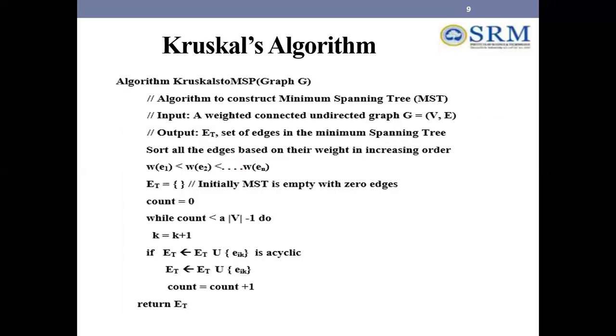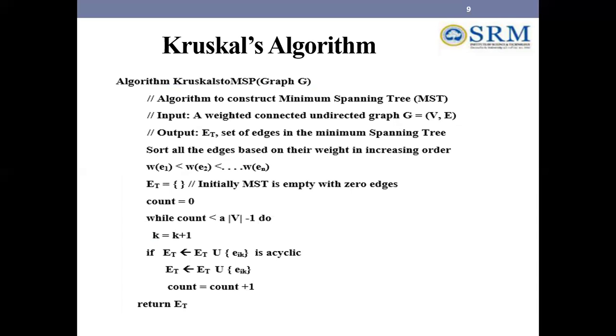And we will see the algorithm. Algorithm name is Kruskal's to find the minimum spanning tree. Input is a graph. So here the input graph is a collection of vertices and edges. Output is the minimum spanning tree, that is with weight and edges.